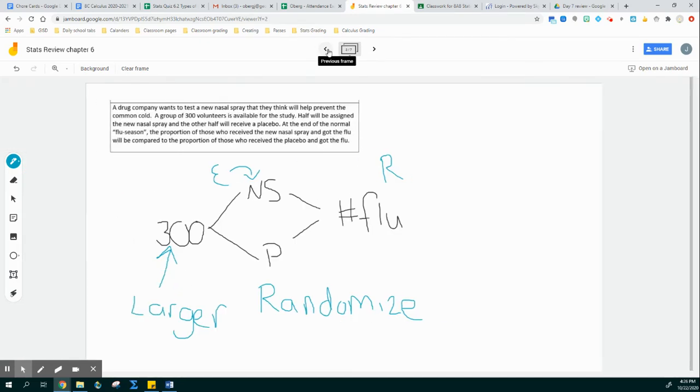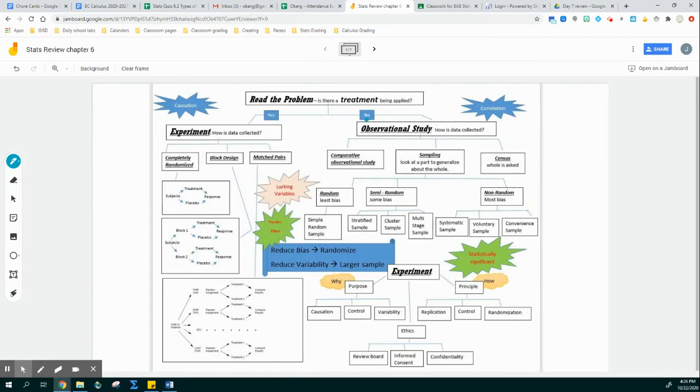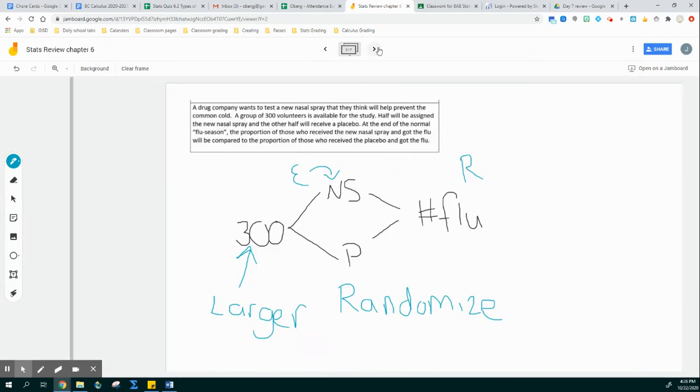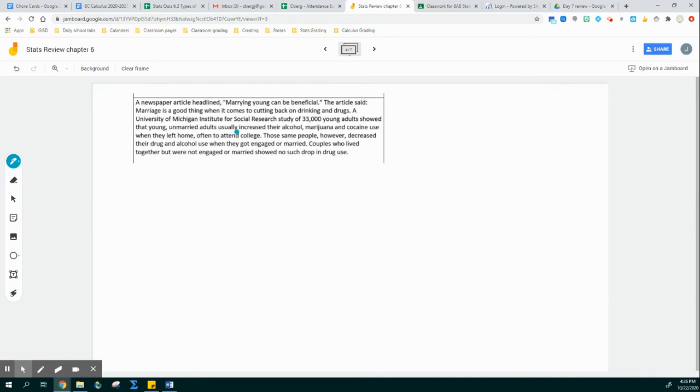So my first question for you in this problem is, is there a treatment? Am I doing something to these people? Am I forcing them to get married, or am I just observing what's already happened? Okay, so let's go back and look at the problem. A Michigan study for social research studied these young adults. It doesn't say anything about setting up an experiment where I'm giving people the treatment of being married and forcing some couples not to get married. So there is no treatment.